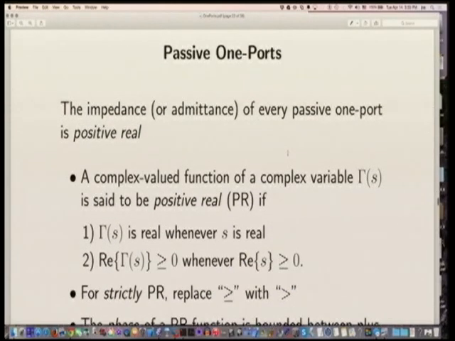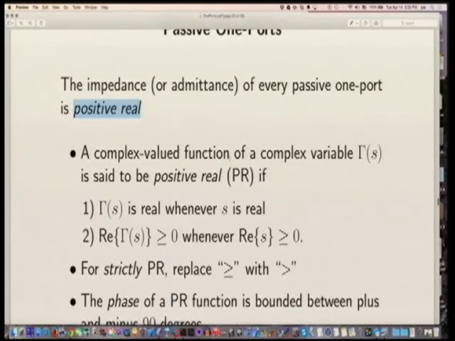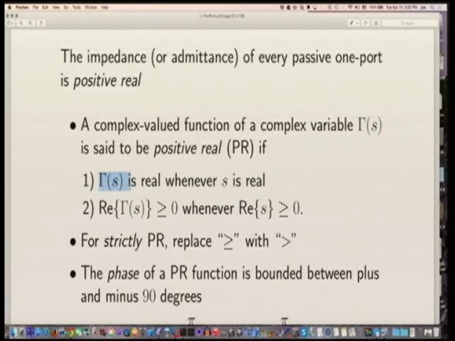Okay, so if a passive one port is positive real, what does that mean? Well, a complex valued function of a complex variable, call it gamma of s, could be some admittance, is said to be positive real if gamma is real whenever s is real. Well, that's no problem. Even our general filter design had that property because we were using real coefficients. So that was going to happen.